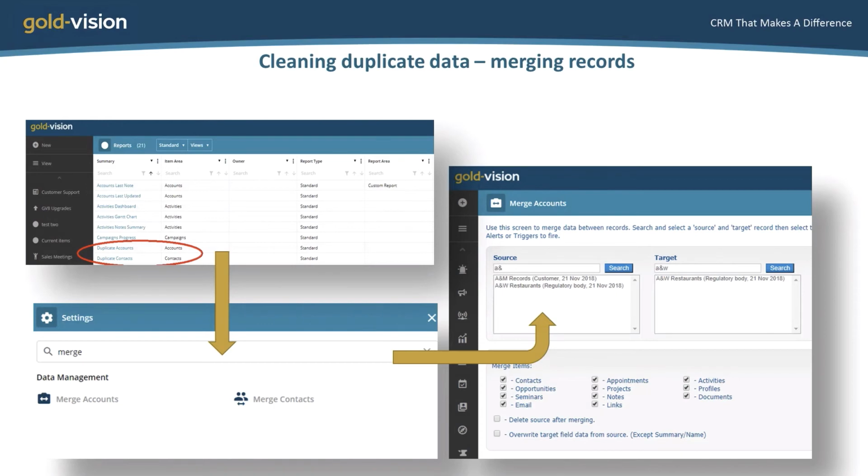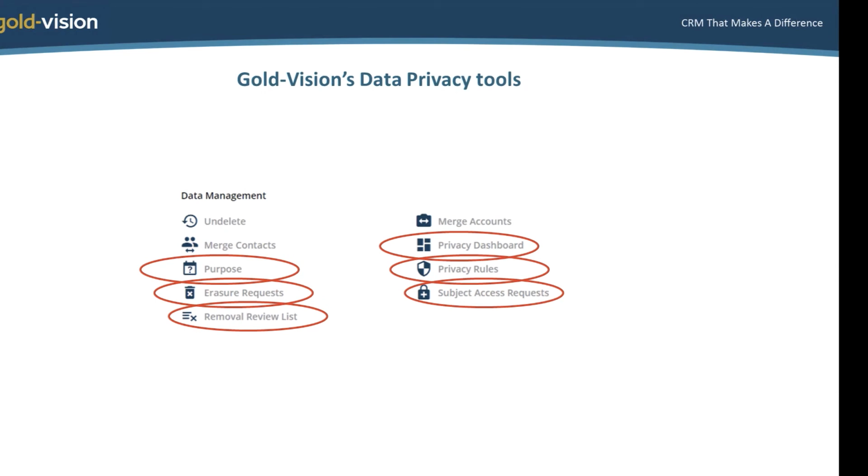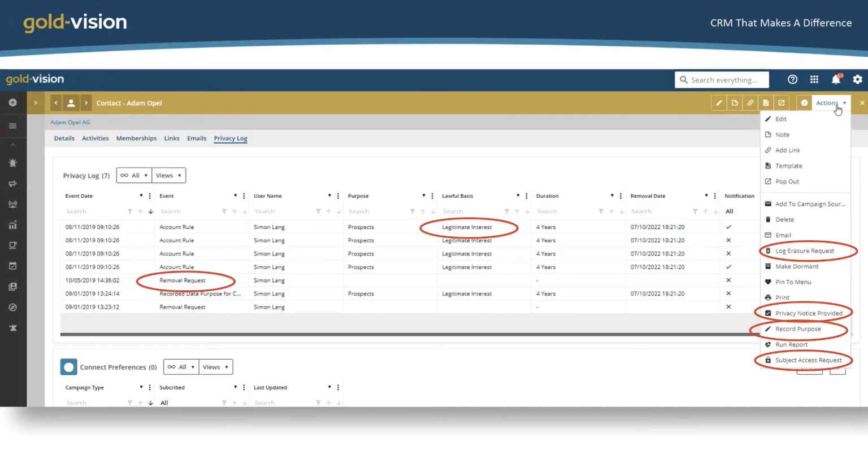A new but really important aspect of data management is data privacy, and in the UK that includes GDPR. Gold Vision includes a set of tools that applies some automation to this process. It also allows you to apply the business decisions that have been taken around data privacy. If we look at the record for one person, you can see that the automation has set the lawful basis that we chose for this kind of person, in this case legitimate interest, also the duration that the business has decided is reasonable, 4 years, and therefore the removal date in the future that comes from that.